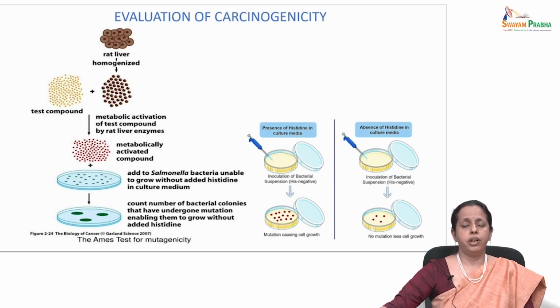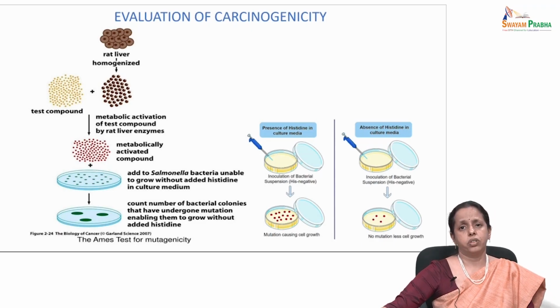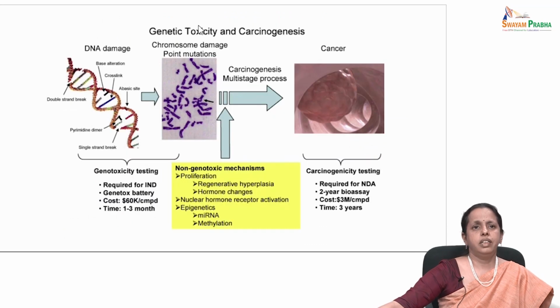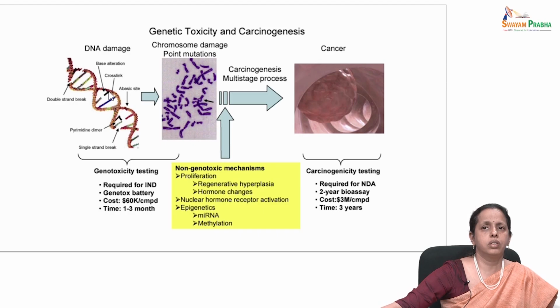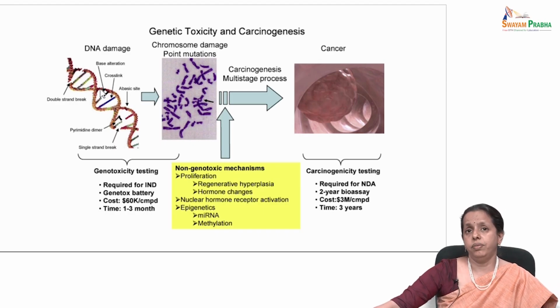This is a very important test in your drug discovery toxicology studies. So, genetic toxicity and carcinogenicity. Here, the standard genetic toxicity testing, as we have seen, allows for relatively simple and accurate detection of DNA damage which is caused by treatment with testing agents.